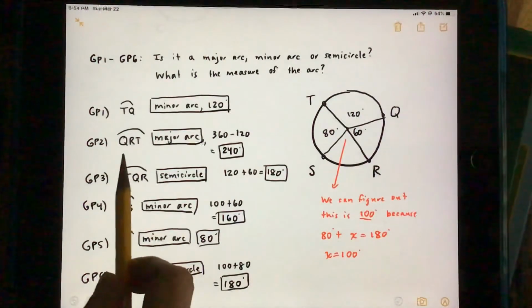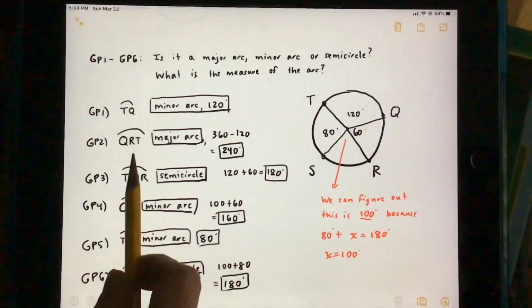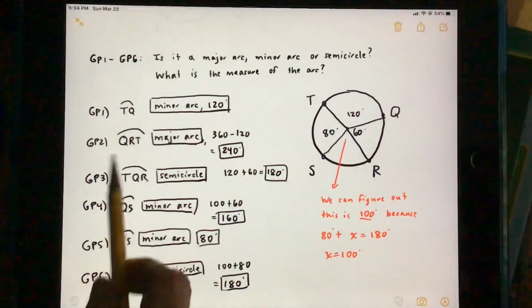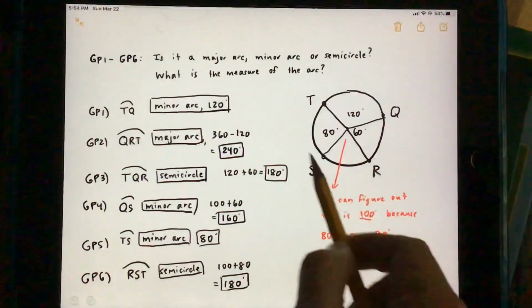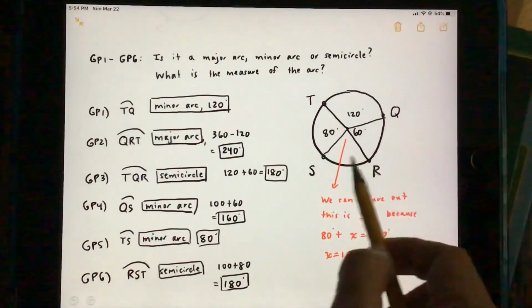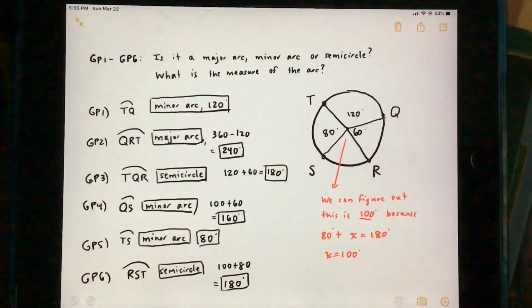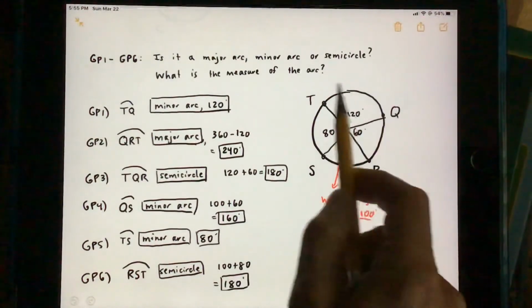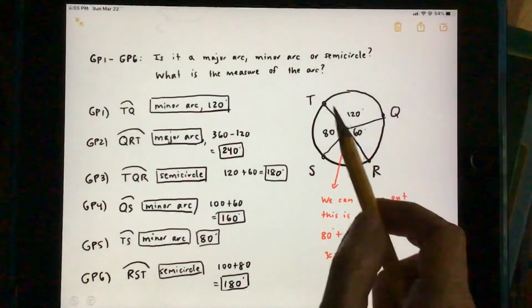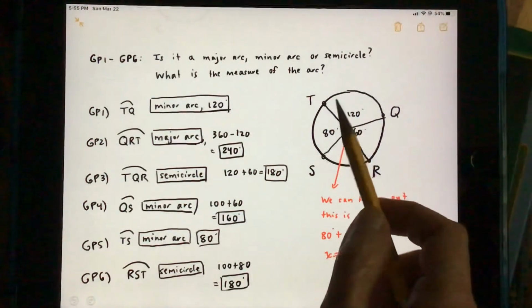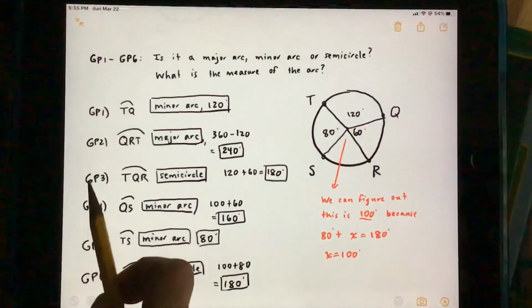Guided practice 2 asks us about a major arc. It has three letters when we name it, and so therefore it's the major arc. It's the long way around the circle, so from Q through R to T. Now to figure out the measurement, we're going to take 360 degrees minus the related minor arc, which is the 120 degree angle, and we can figure out then that that major arc must be 240 degrees. Guided practice 3, I'm sorry, I just skipped.